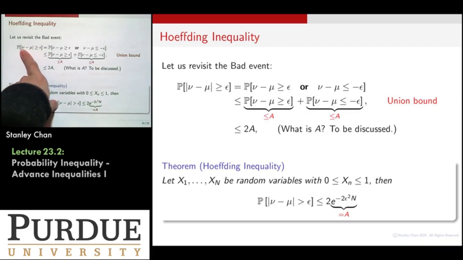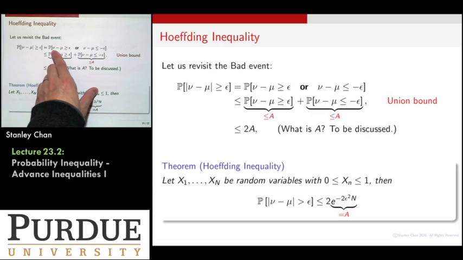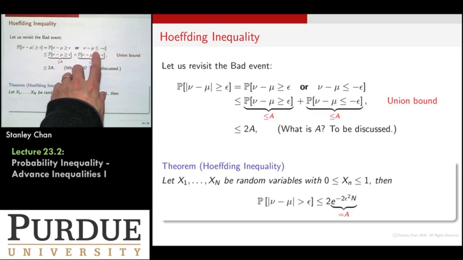Okay, we are looking at the probability of this bad event. Now, this bad event involves an absolute value. This absolute value is actually not fun to deal with. And so what we can do is write it in terms of the union of two events. The first event is that nu minus mu is bigger than epsilon. The other one is nu minus mu is less than minus epsilon.